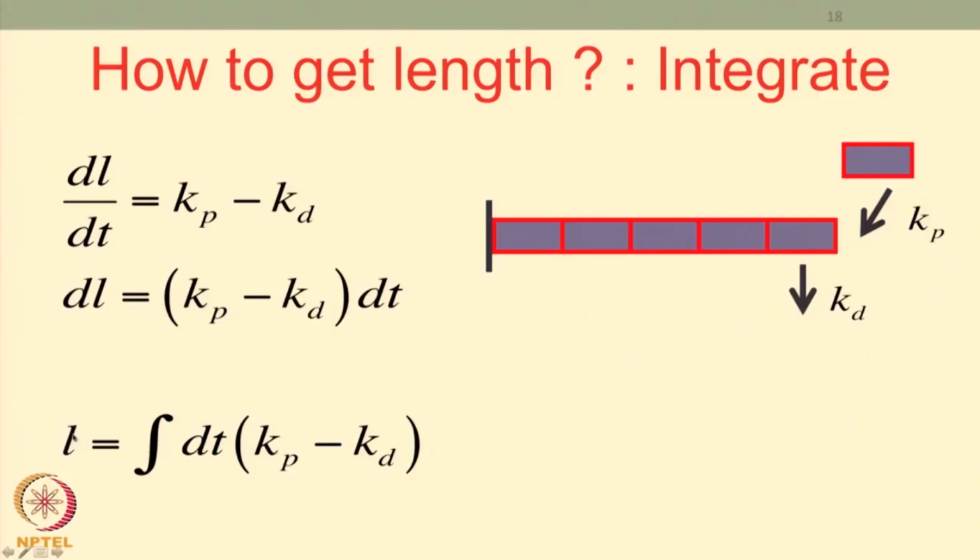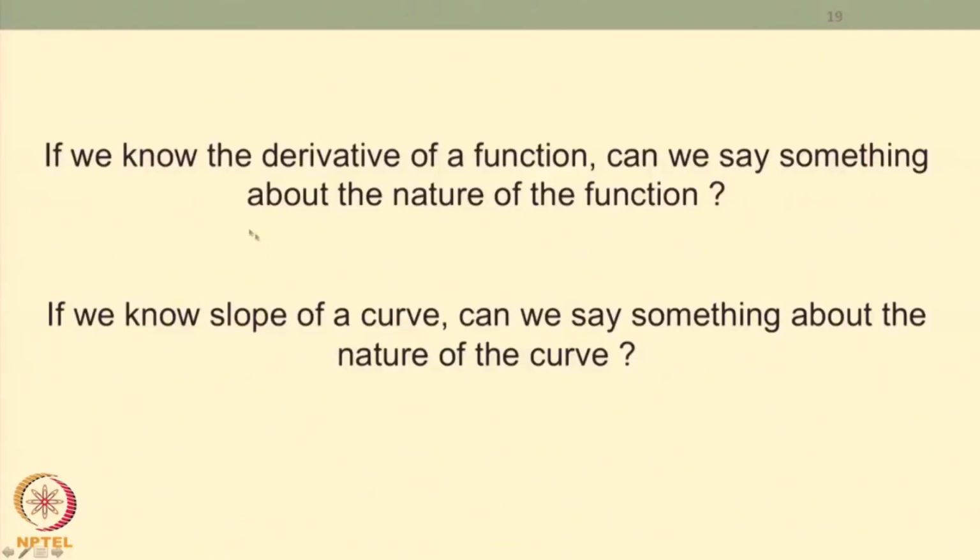Then I could write length L as an integral. This symbol is called an integral symbol. So, L is the integral of Kp minus Kd times dt, with this integral symbol. This is the way one would compute this integral. So, what do we know? If we know the derivative of a function, can we say something about the nature of the function? If we know the slope of a curve, can we say something about the nature of the curve? These are the questions that we are trying to answer.